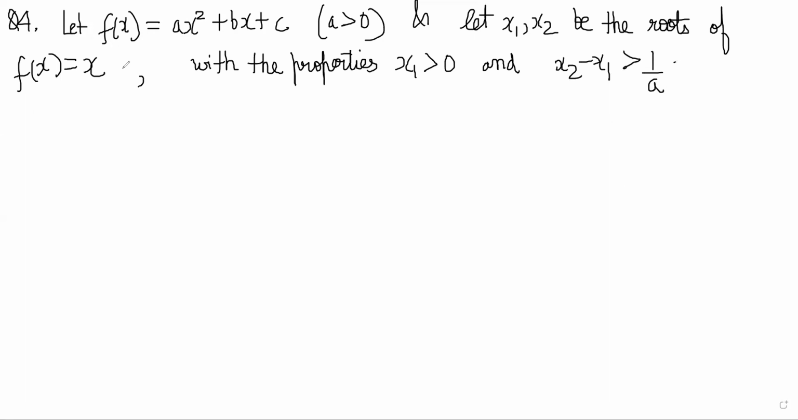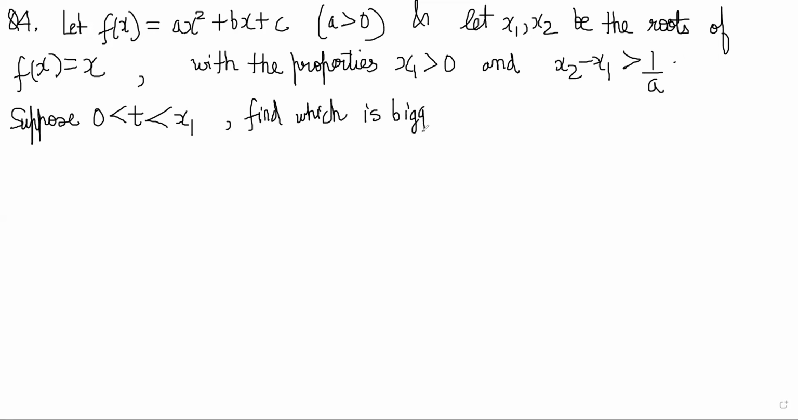Okay. Now, the question is saying, suppose 0 is less than t is less than x1, find which is bigger. Is it f of t or x1? The question is slightly unusual. You are supposed to find out which number is bigger, f of t or x1, given all of this information.